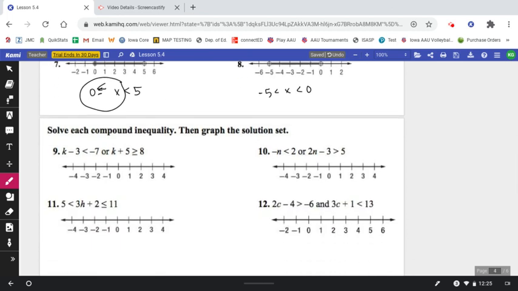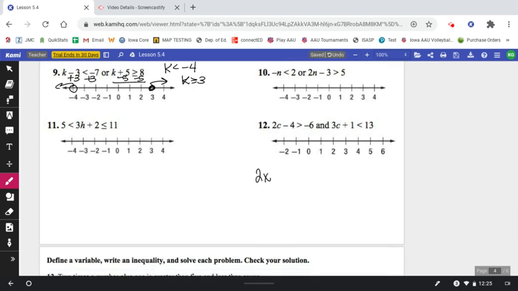This one we actually have to start to solve. So here on this first one, I would add 3 to both sides. So that gives me k is less than -4, open and to the left. On this one, subtract 5 from both sides. So k is greater than or equal to 3, so closed and to the right.